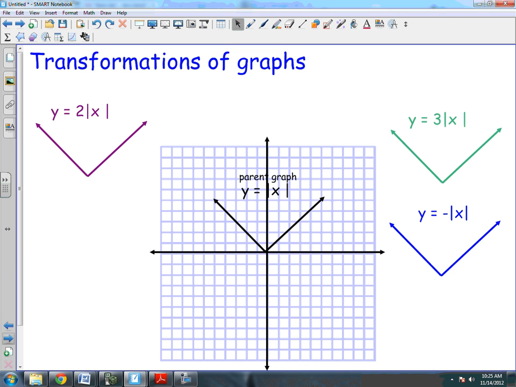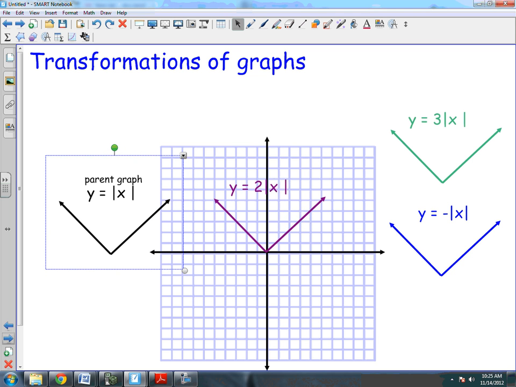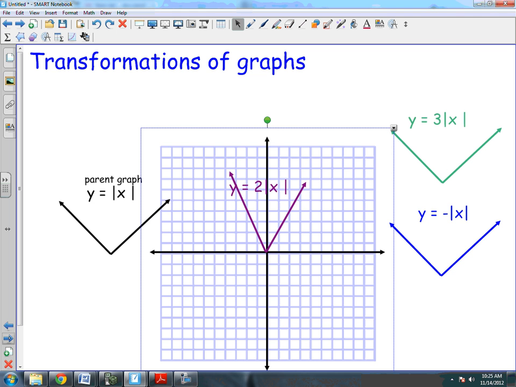If I put a 2 in front, it doesn't shift it, but rather it stretches it. Instead of having the graph go 1 over 1, let me remove the parent graph, that 2 in front changes the slope. So now the points go up 2 over 1. You can see how that stretches. That 2 in front makes the graph taller.